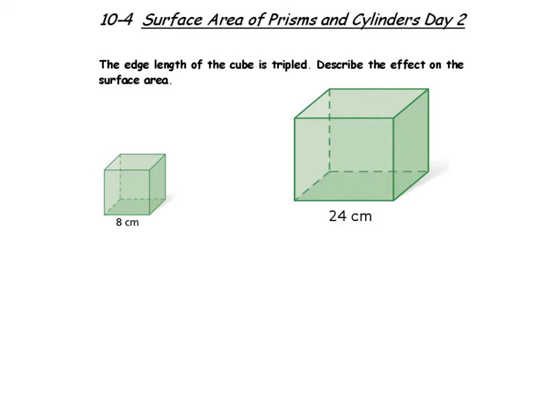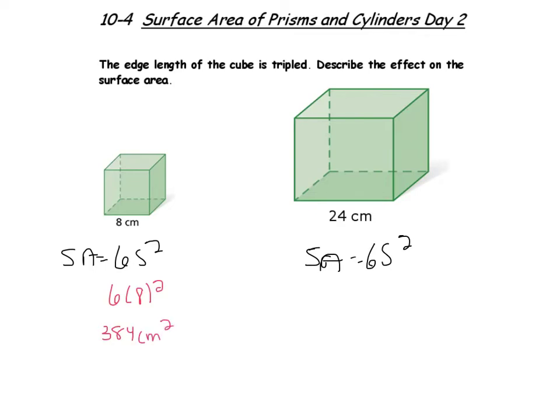So we know that to find the surface area of a cube, you take 6 times the side squared, right? Sorry for my messy handwriting. In this case, my side is 8, so we have 6 times 8 squared. Do your calculations. This gives you 384 centimeters squared. Here our side is 24, so 6 times 24 squared. Do your calculations, it gives you 3,456 centimeters squared.